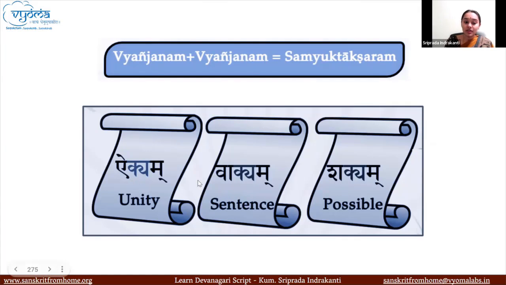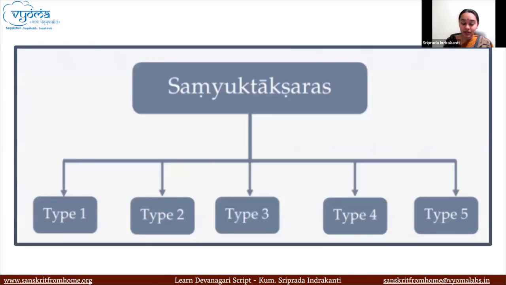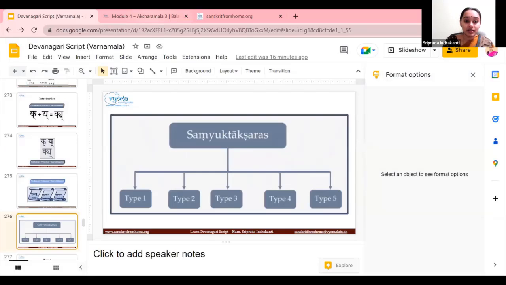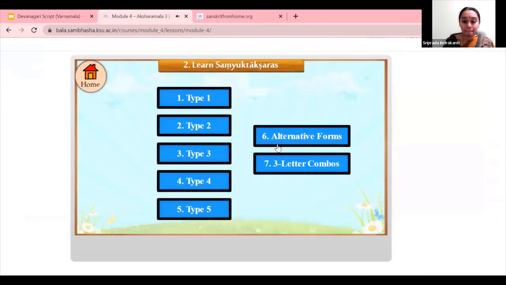These are all words which you could probably read now. And learning Samyuktaksharas really makes your learning of the Devanagari script complete, because you need Samyuktaksharas to be able to read any text, because they are most commonly used. We have 5 types, and we will be looking at the video for the introduction to each of the types, and then we'll try to practice them.